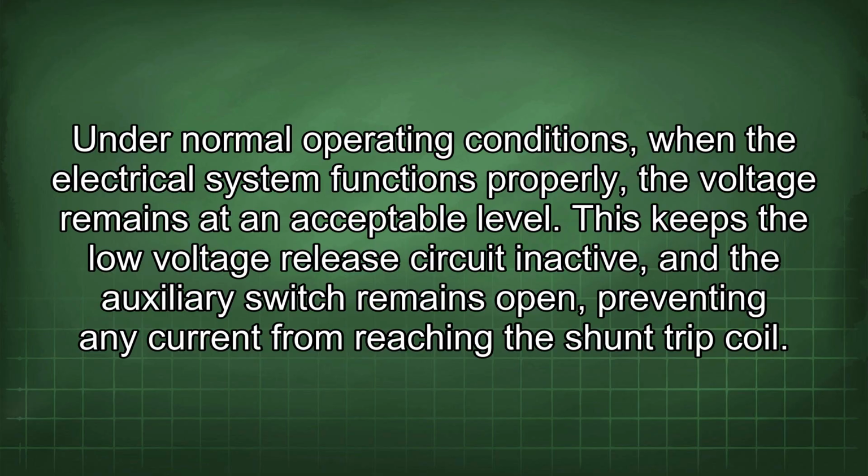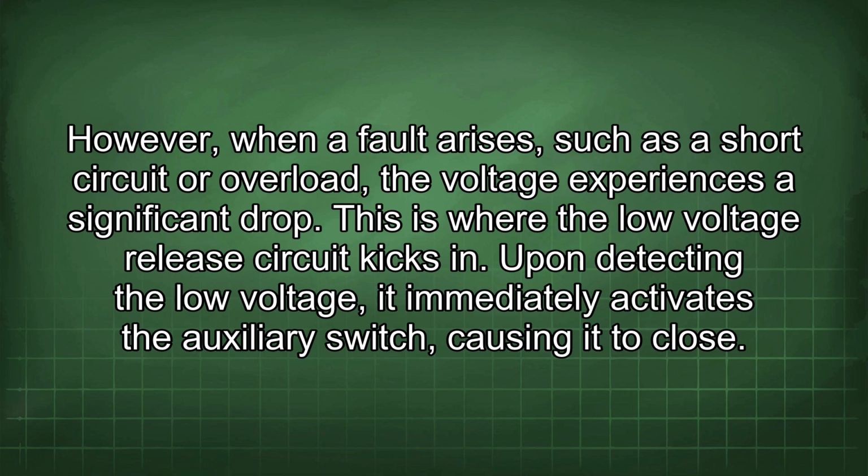Under normal operating conditions, when the electrical system functions properly, the voltage remains at an acceptable level. This keeps the low voltage release circuit inactive, and the auxiliary switch remains open, preventing any current from reaching the shunt trip coil. However, when a fault arises, such as a short circuit or overload, the voltage experiences a significant drop. This is where the low voltage release circuit kicks in.